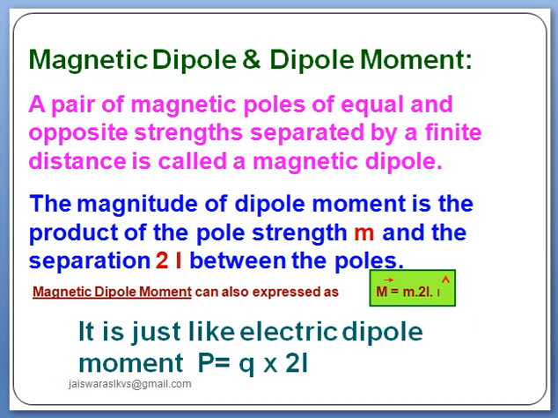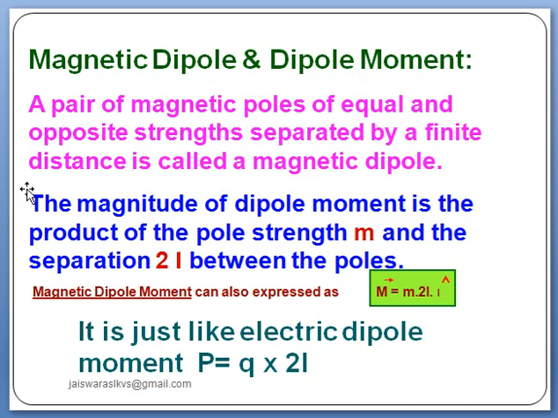So of a bar magnet, you may say the magnitude of dipole moment is the product of the pole strength small m and the separation 2L between the poles. Suppose one is north, other one is south pole. The distance between north and south pole is 2L, and the pole strength of north and south pole is small m. Then what will be the magnitude of magnetic dipole moment? That is capital M. Capital M is equal to m into 2L I cap.